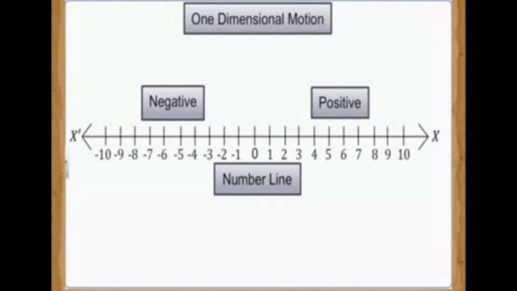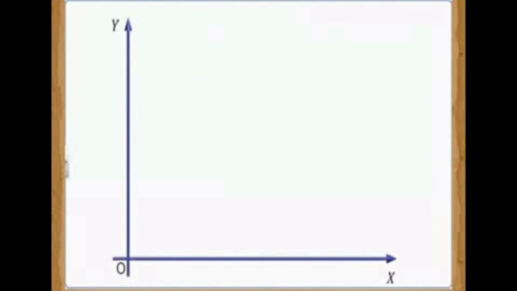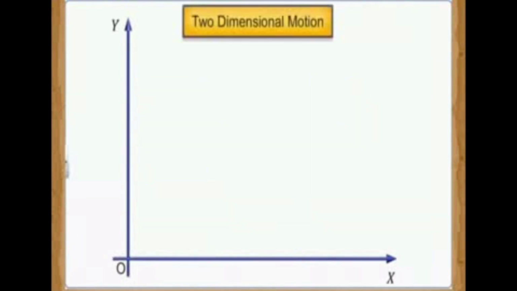So the particle is moving in a straight line. This type of motion is called rectilinear motion. You know that. So now we are going to learn one-dimensional motion. One-dimensional motion is a particle moving on only one axis.